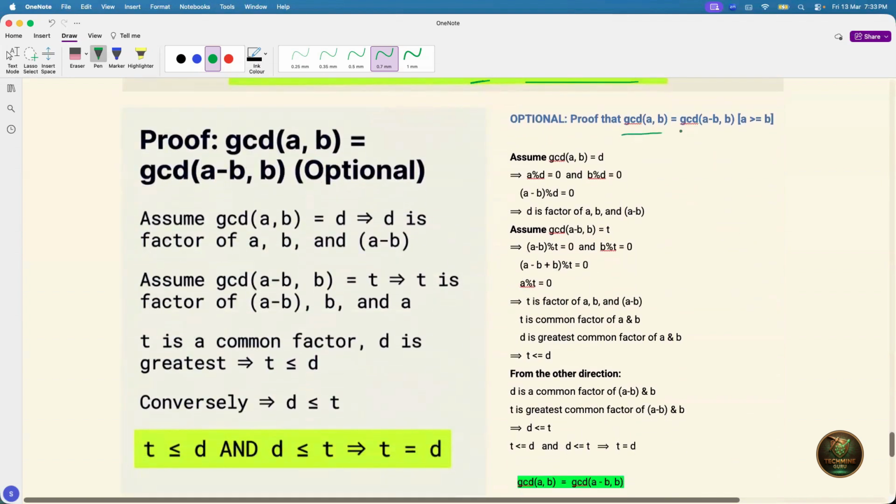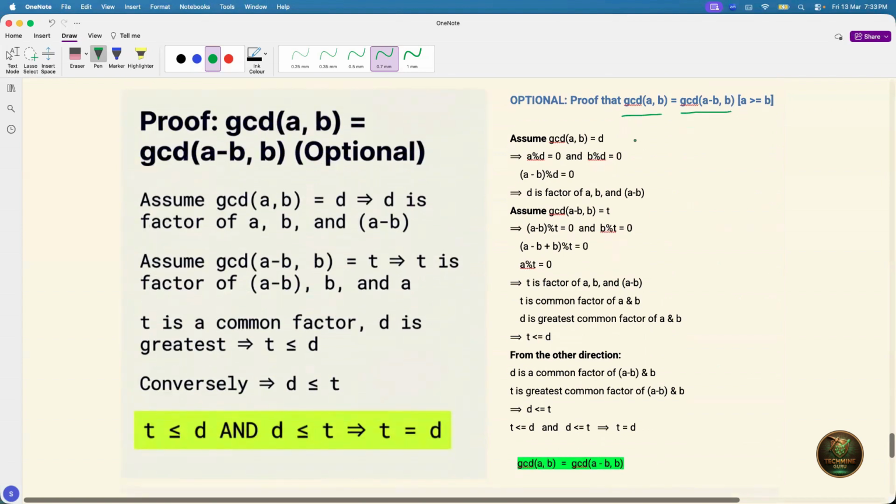So let's see that optional proof which I was talking about, that GCD of A comma B is equal to GCD of A minus B comma B. Let's assume GCD of A comma B is equal to D. What does this mean? If we go through the definition of GCD, then A mod D is equal to 0 and B mod D is also equal to 0. If we simply subtract these two expressions, we will get A minus B modulus D is also 0. So from these three, we can conclude that D is a factor of A, B as well as A minus B.